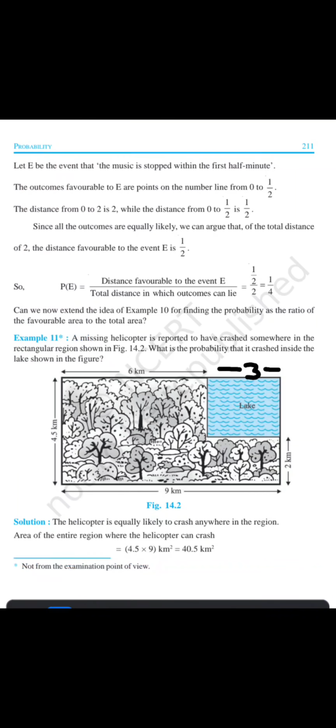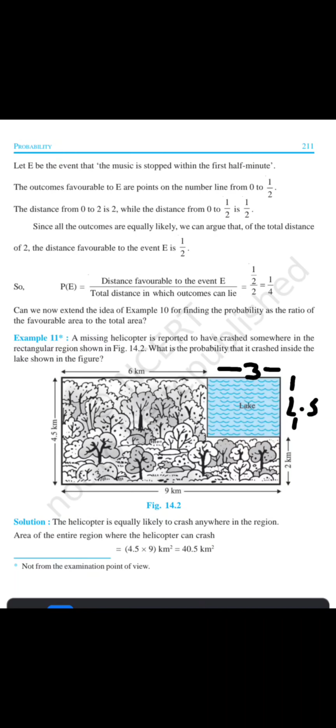Example 11. A missing helicopter is reported to have crashed somewhere in the rectangular region shown in figure 14.2. What is the probability that it has crashed inside the lake shown in the figure? The helicopter is equally likely to crash anywhere in this region. Area of the entire region: first we find the area. See, this is 6, so this is 3, and this is 2, so this is 2.5.